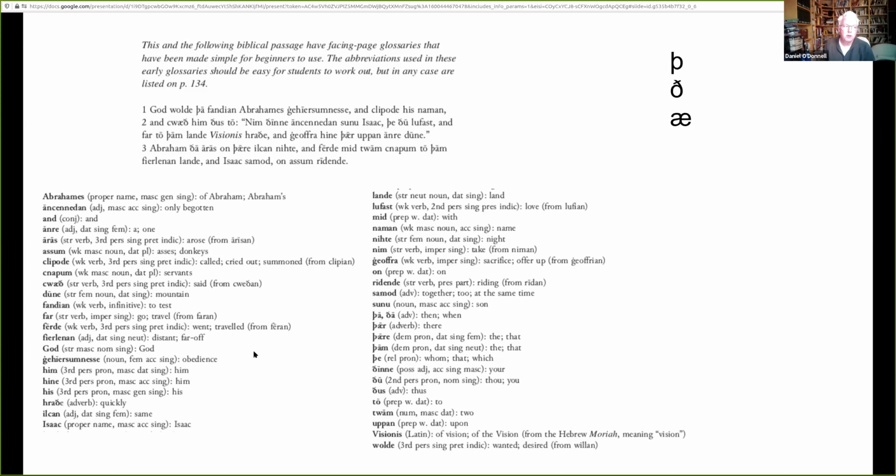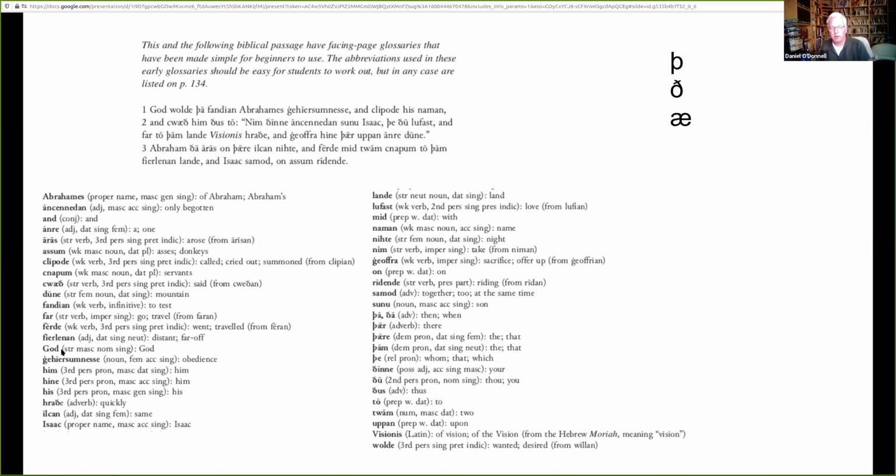And then finally, at the end of the text, each page, there's a glossary. And in the very beginning, the glossary will show you the word in the form it is in the text, and then it will tell you what that is. So I'm going to look up God. There it is. Strong, masculine, nominative, singular, God. We don't need to know much about this yet, except nominative means subject.